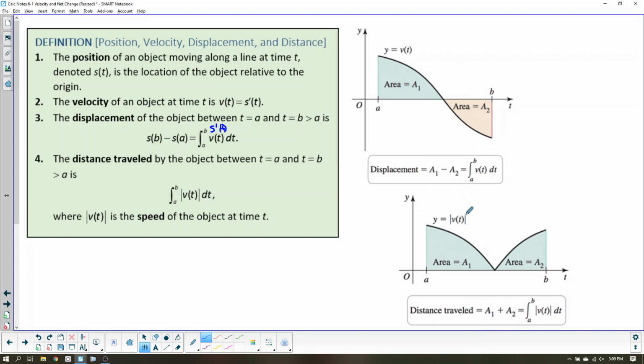If instead we want distance, then the idea is we need to take the absolute value of this curve. If you take the absolute value of it, the positive part stays where it is, doesn't change at all, but the negative part of the curve will flip over the x-axis. So then we would simply be finding the area of these two pieces and adding them together.